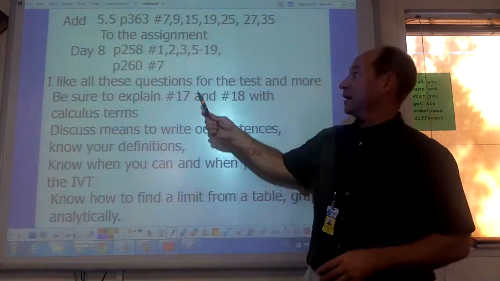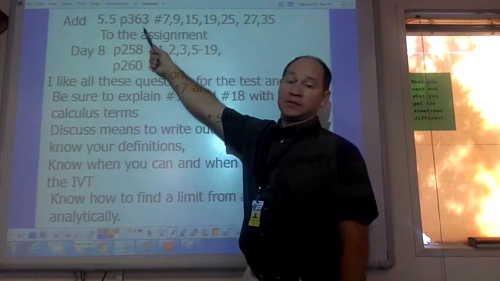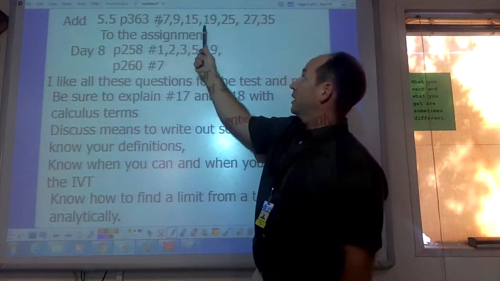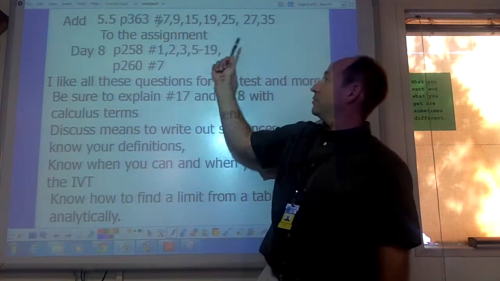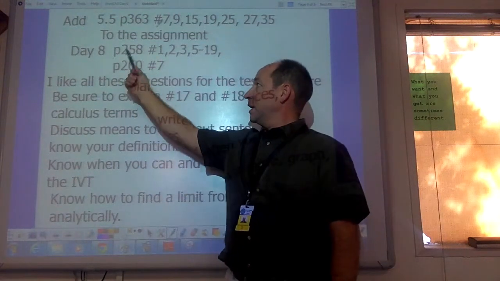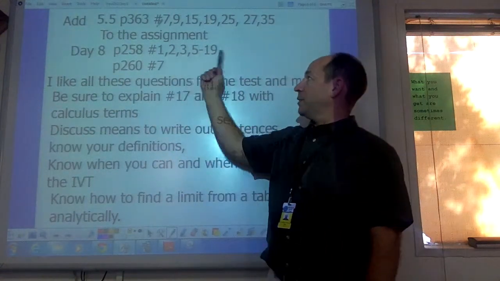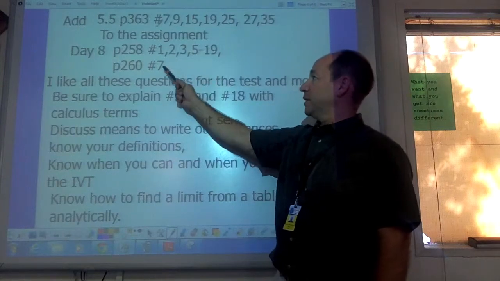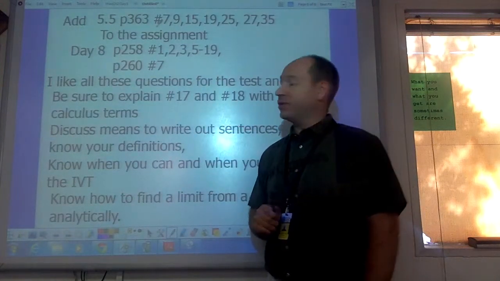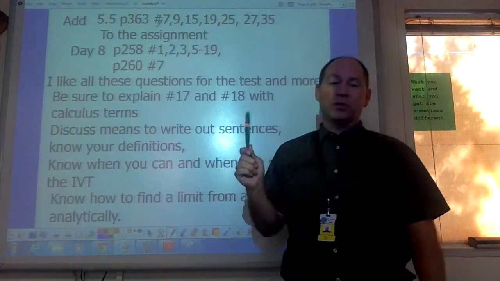Things that you want to look at then, what I added to it was 5, 5, page 363. Those numbers, 7, 9, 15, 19, 25, 27, 35. Add those to it. On day 8, these problems from the book, 1, 2, 3, and 5 through 19, and page 260, number 7, I looked through those again, those are all really good questions.